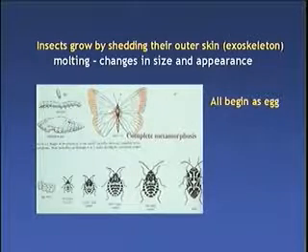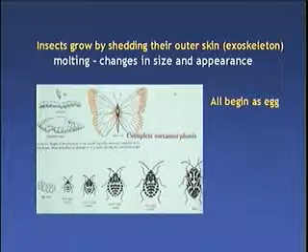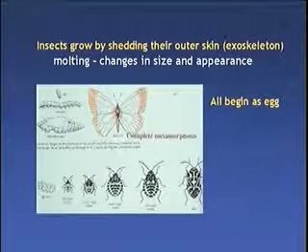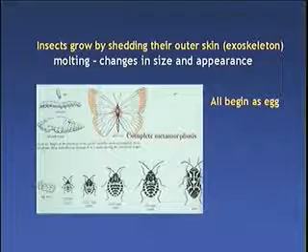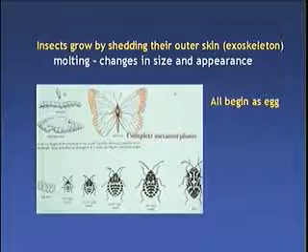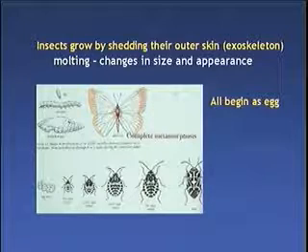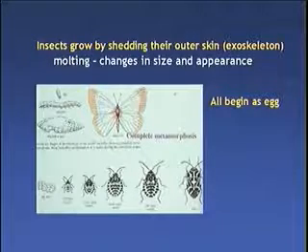And obviously, if you have a hard outer shell, it doesn't make it very easy to grow, because you have to figure out a way to get out of that shell. So what they do is molt, and they will grow a little bit and then shed their skin. And with each molting, they typically change in both size and in appearance.